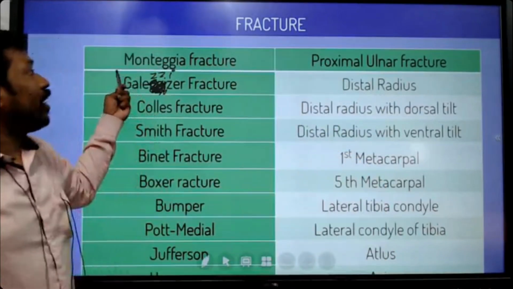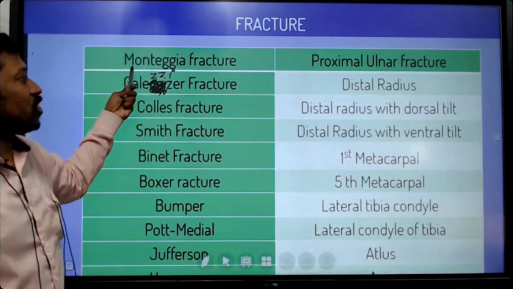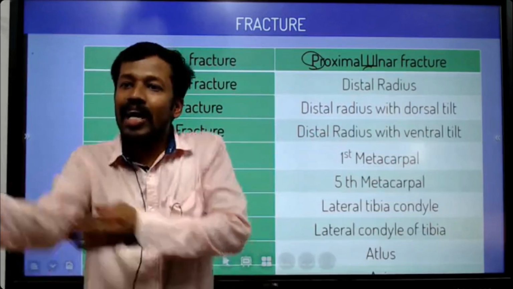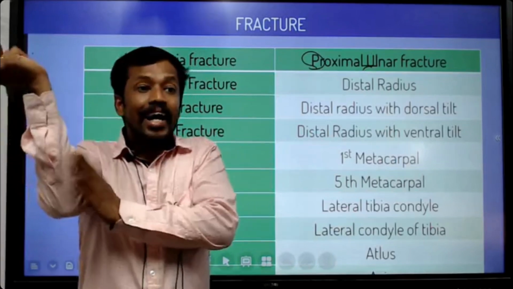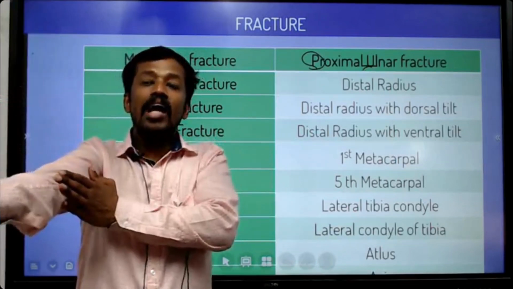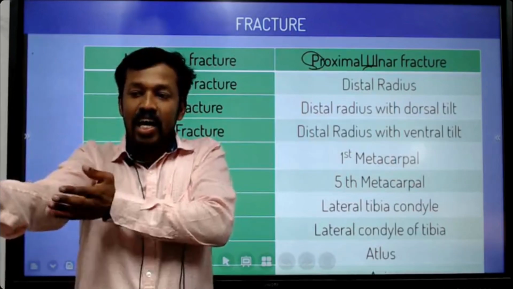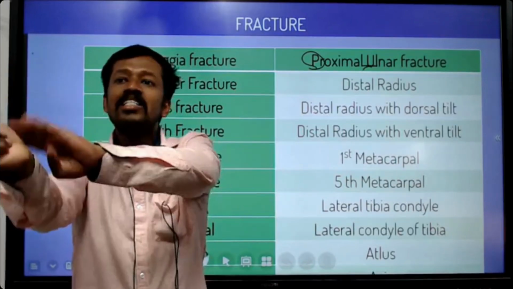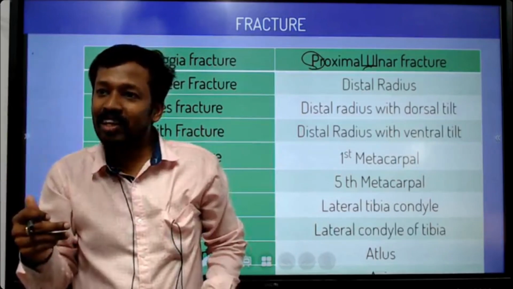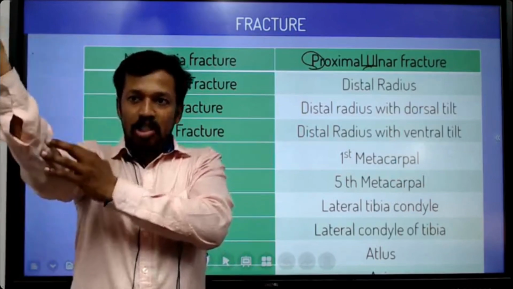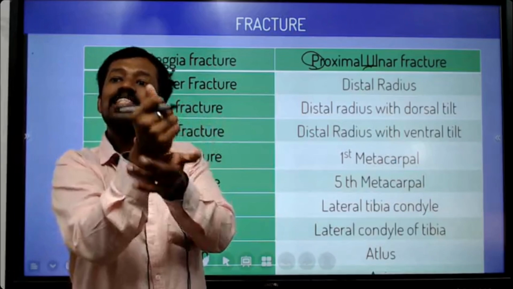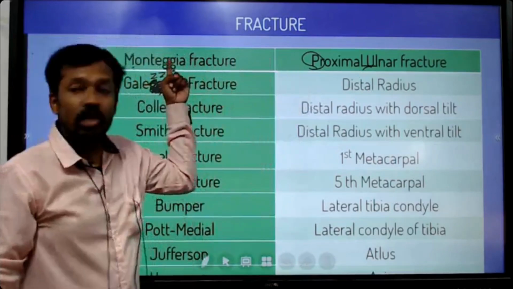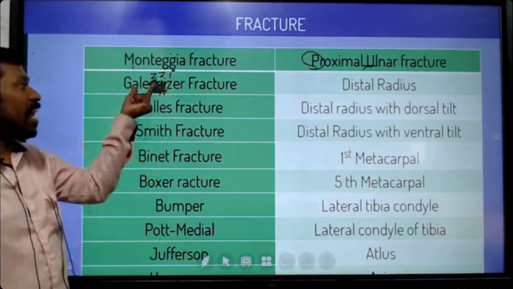Ikkada chudu. Montagia. What is that? Montagia fracture is proximal ulnar fracture. Ulna ekkada? Ikkada. Proximal ante itu side. Distal ante itu side. So ikkada fracture ekkada? See, ulnar bone proximal side fracture and radial bone distal side dislocation. ఏమైంది? Ulnar side proximal side fracture, radial side distal side dislocation or bending. That is called Montagia.